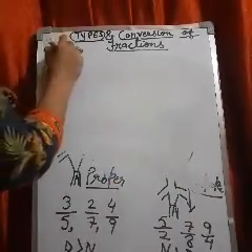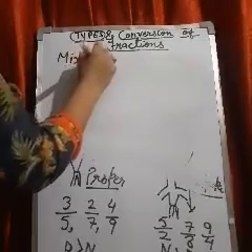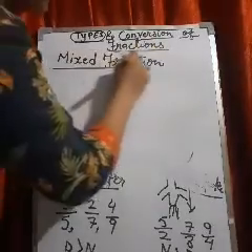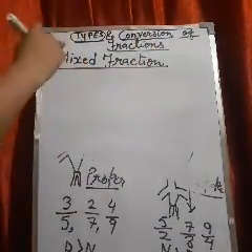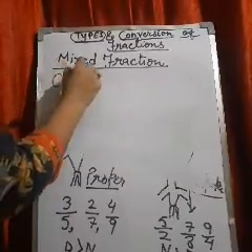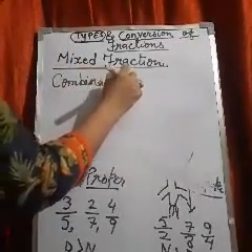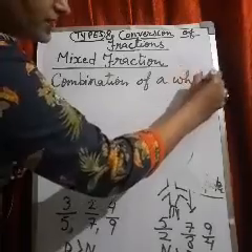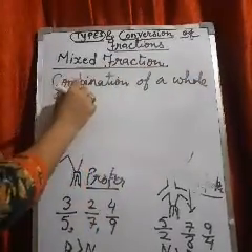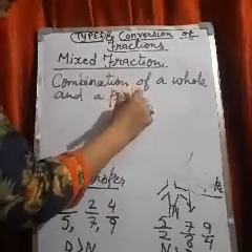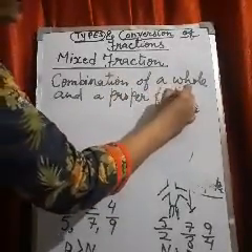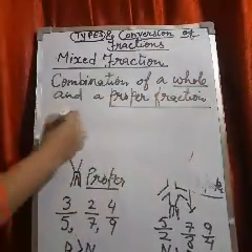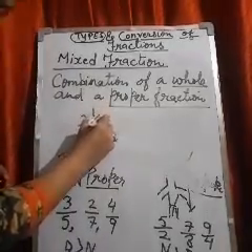Now, let me introduce mixed fractions. What is mixed fraction? A mixed fraction is a combination of a whole, means whole number, a whole and a proper fraction. So it is a combination of a whole and a proper fraction. Let me give an example of this. 2 whole number 1 by 3.